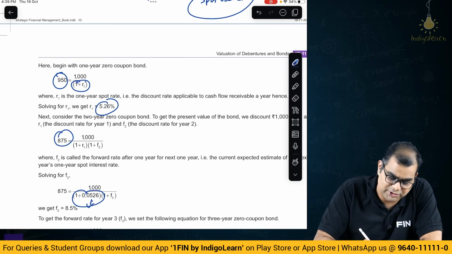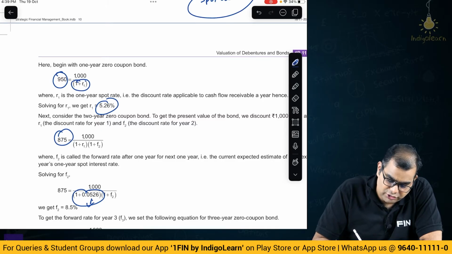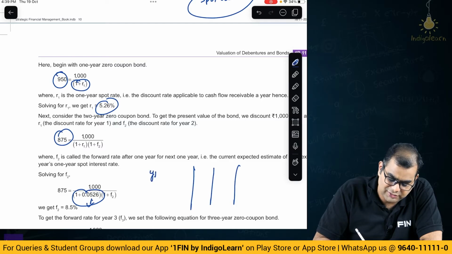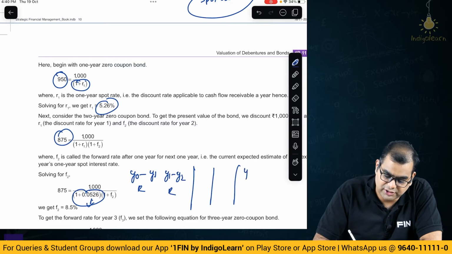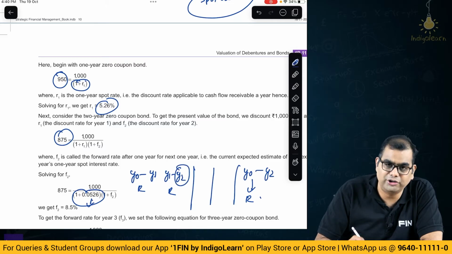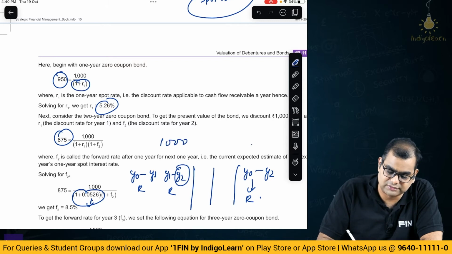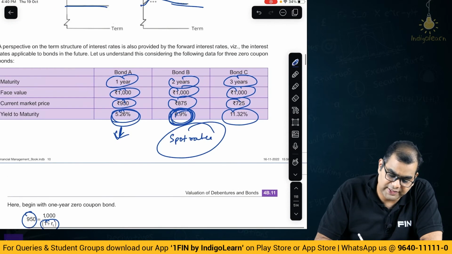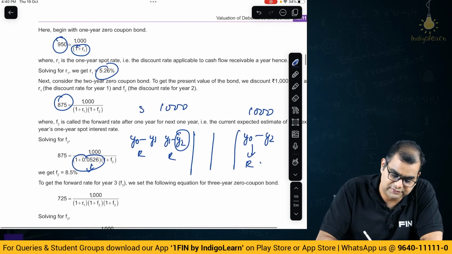So, I will explain this much better. You have two kinds of loans. First is year 0 to year 1, one rate, year 1 to year 2, another rate. The second one is year 0 to year 2, at the same rate. Now, if you compound using these rates, you eventually get the same 1000. For both of them, the initial price is 875.